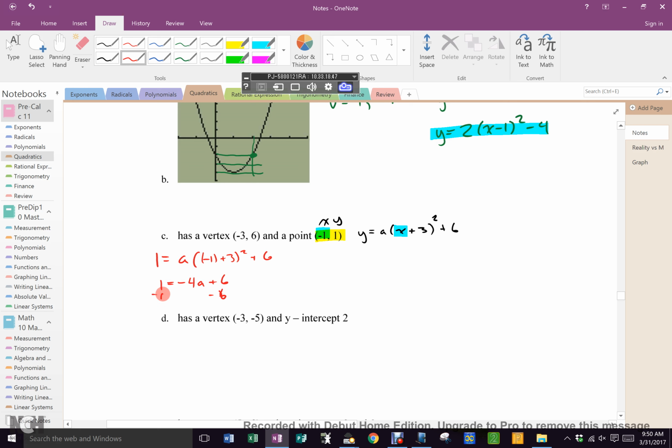-6 minus 6, -5 equals -4a. What does a equal? 5/4. So what's my final answer? Y equals -5/4, bracket x plus 3 squared plus 6.